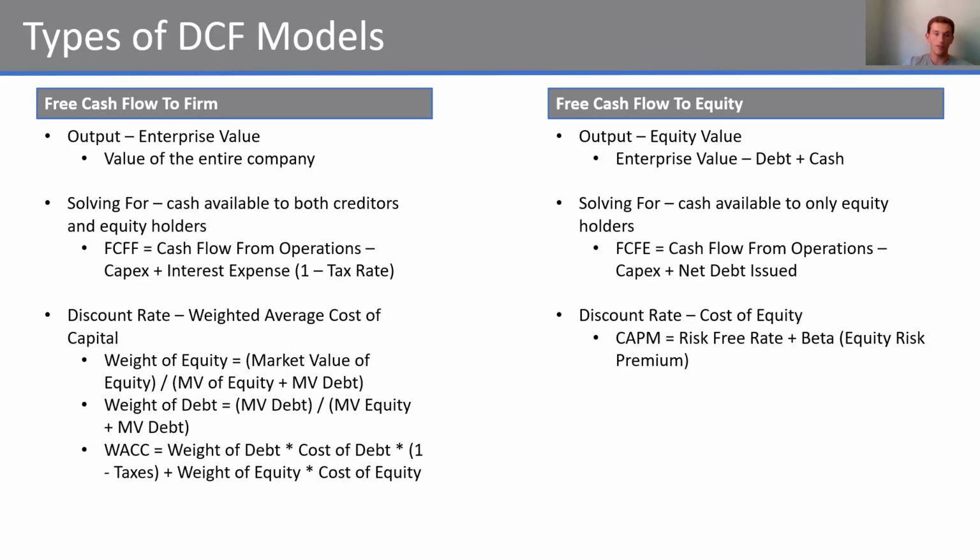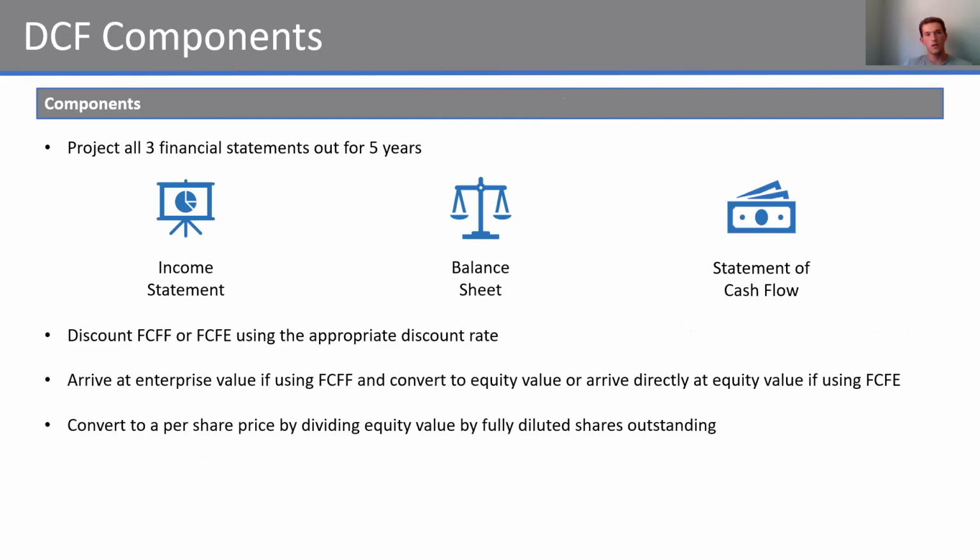So companies that have higher volatility than the overall market have a higher beta. So think technology stocks tend to move more than Coca-Cola or anything like that. So you have your beta multiplied by the equity risk premium, which is just essentially the expected return above the risk-free rate for the market. So that's the two different types of discounted cash flow models.